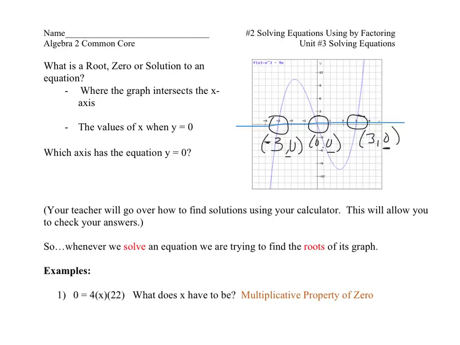So whenever we write the answers or solutions to an equation, we don't put the y equals 0. We simply put, say for this one, the solutions would be -3, 0, and 3, because we already know the answer will be when y equals 0. So, just as a quick reminder, which axis has the equation y equals 0? Well, that's got to be the x-axis, because every single coordinate on that line has a y-coordinate of 0.